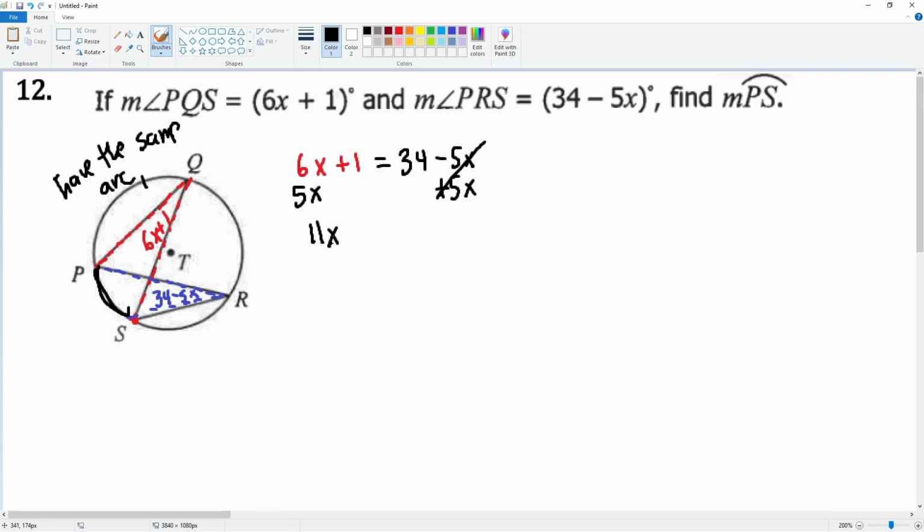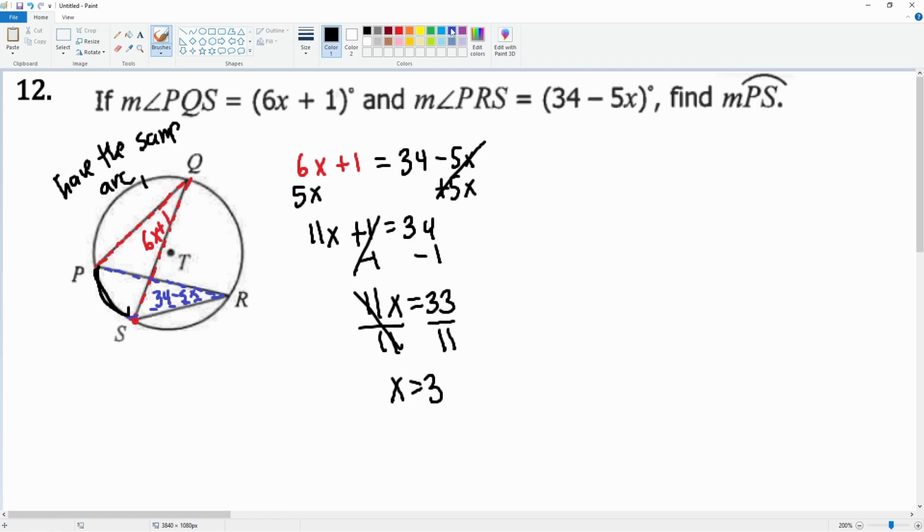Gets us 11x plus 1 is equal to 34. Minus 1 to both sides. This cancels. 11x is equal to 33. Divide by 11, divide by 11. This cancels. X is equal to 3.